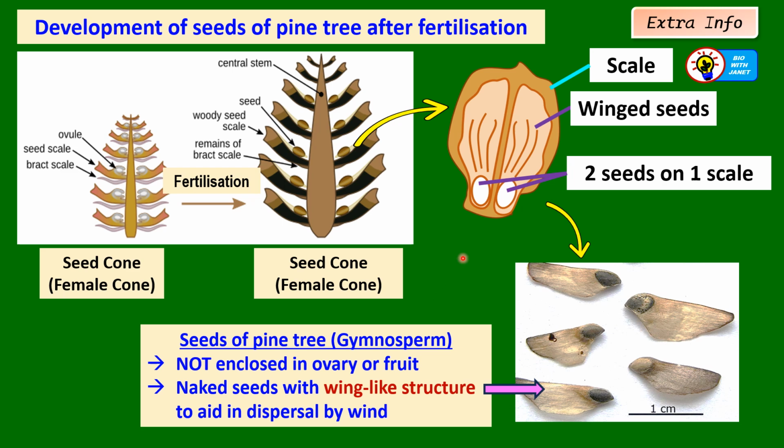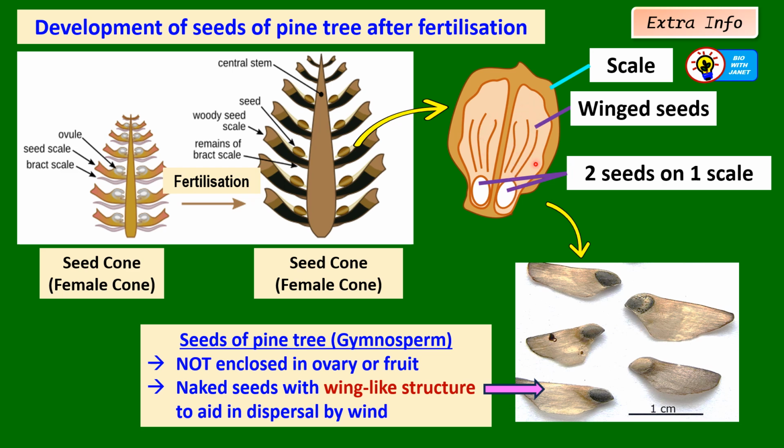Here is some further information, advanced information that some of you may be interested in. So here we see the seed cone or the female cone with the ovules already formed in the scales. Now, after fertilization, when the male gamete has fertilized the ovum inside the ovules, the seed cone will grow bigger, and then the seeds are produced through fertilization. So the seeds will be resting on the scales like this, right? So if you look at one scale, you can see that for the pine tree, it has 2 winged seeds on one scale. Okay, these are the seeds. And the seeds have wing-like structures.